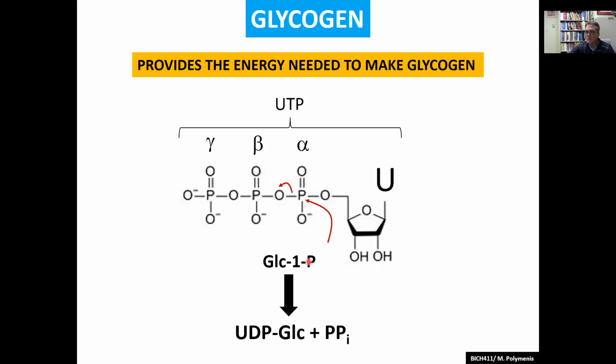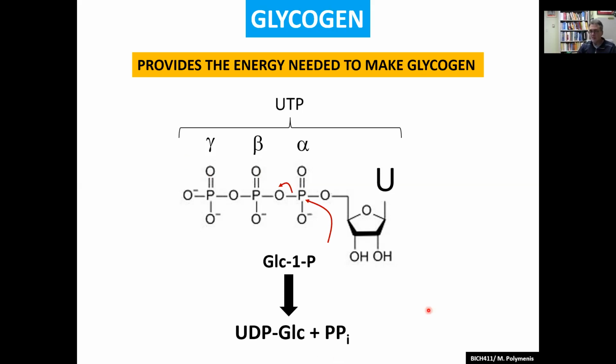You have glucose 1-phosphate. One of the oxygens on the phosphate of glucose 1-phosphate will attack the alpha phosphate of UTP. It can be any trinucleotide, really. But in this particular reaction, what we need is UTP, and so the two terminal phosphates, the beta and the gamma, leave as pyrophosphate, and then they get hydrolyzed.